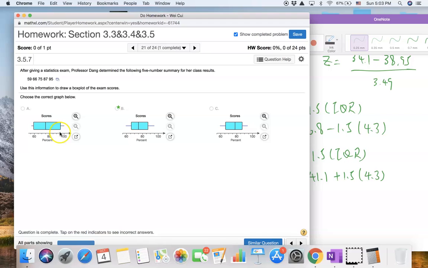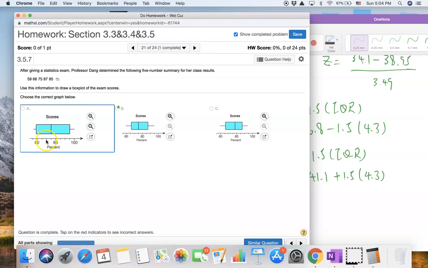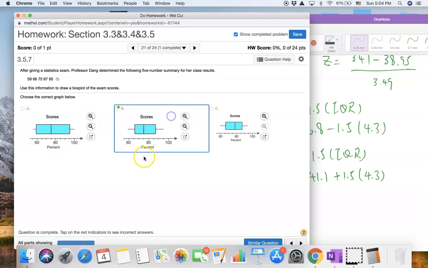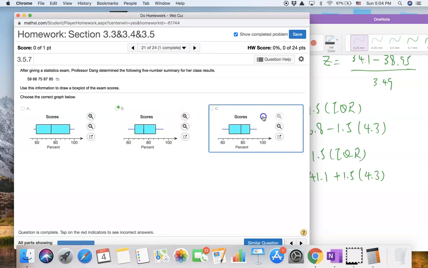okay, so this is gonna be 60. Right, let me make this bigger. So this part is gonna be 60. So this is 65. So the median is right, and this one, 60, 65. Oh, okay, median also right. This one, now the median is not 75. So C, we can drop C.